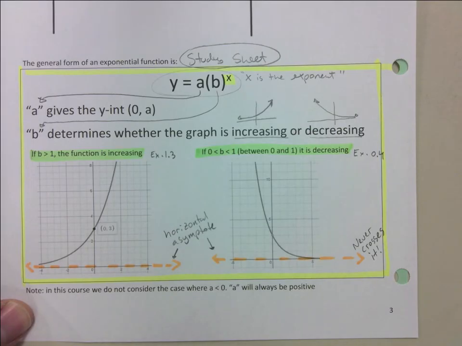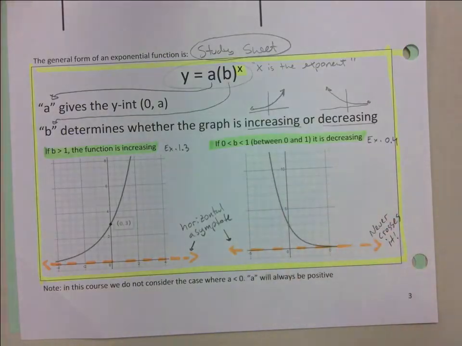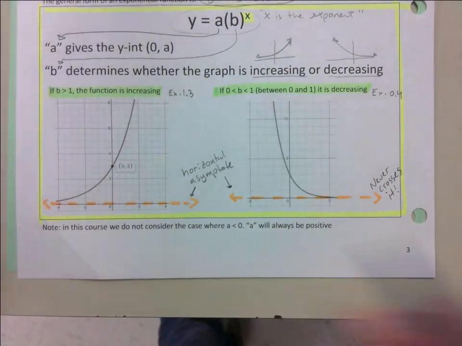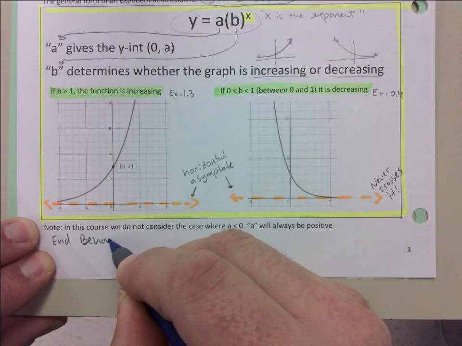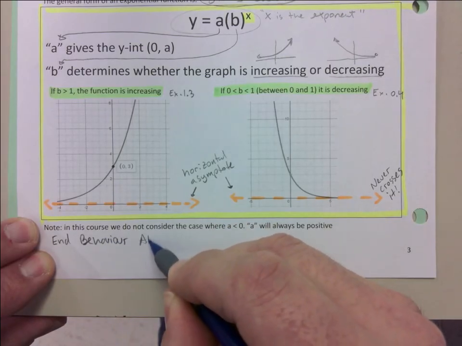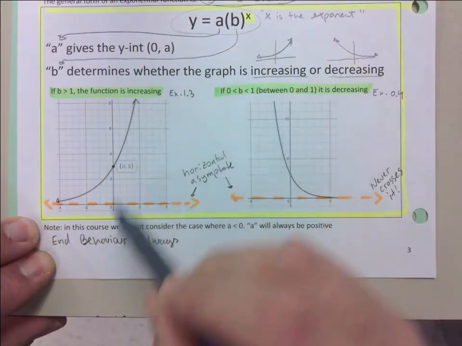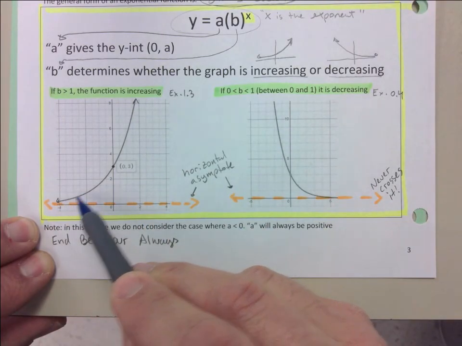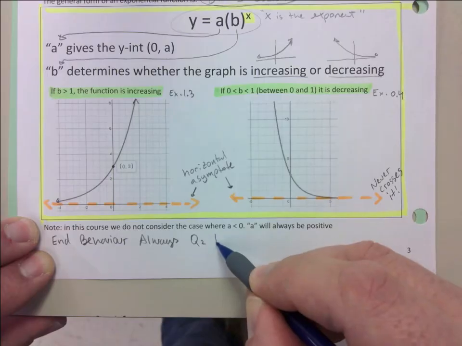I would love the end behavior to also be on there, and the domain and range, but you're just going to have to, let me try this. I'm going to try something here, just under this graph, under this box. End behavior, always, what do you think? It always goes from Q2 to Q1, always. It starts here, Q2 to Q1.